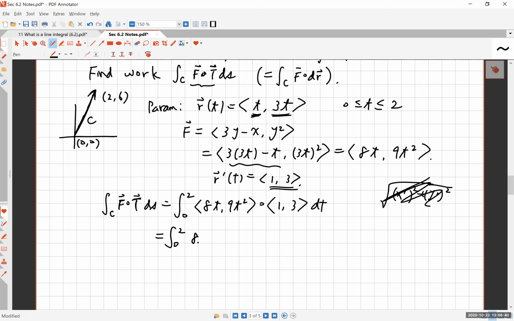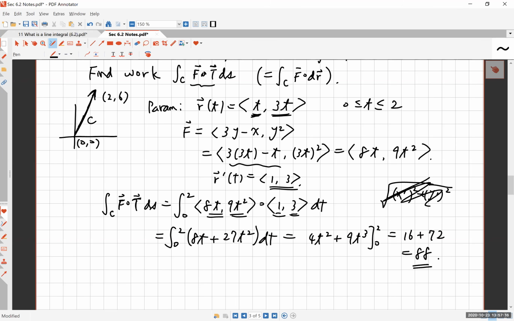All right, so this is what, 8t plus 27t squared. Remember, this should be a real valued function at this point, right? 8t times 1, and then 9t squared times 3. So this is what you have to integrate. That's now a calculus 1 question, right? So this is 4t squared plus, what do you get, 9t cubed? And then from 0 to 2, when you plug in 2, you should get 16 plus, what is that, 72? And that would be 88.